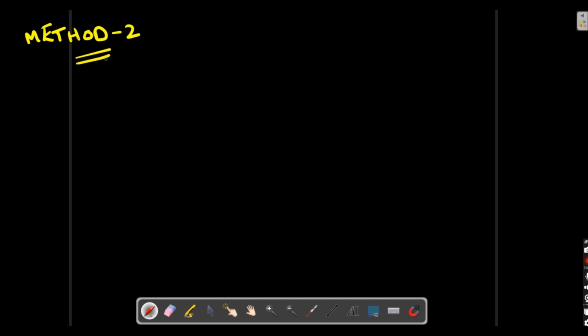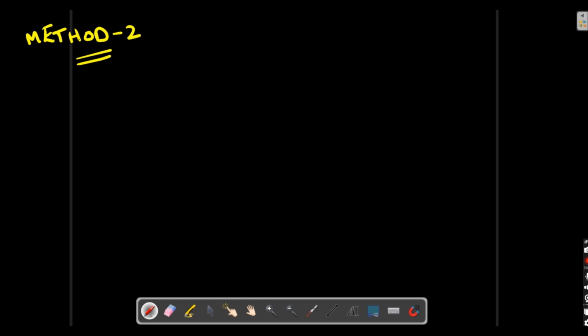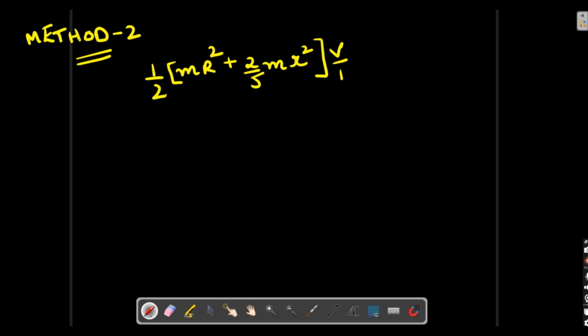Very simple. How? First of all, forget about this particular rotation. What we need to remember is that along this system, say along the x axis, it will be half times m into capital R square, that is m x square, plus 2 by 5 times m into small r square, into v by r whole square, right?